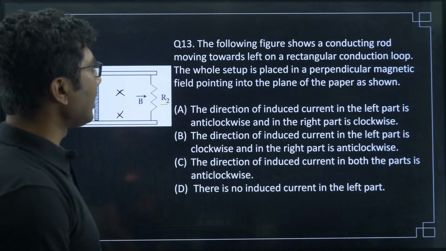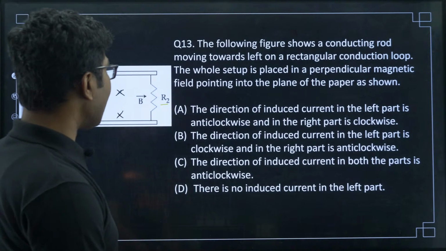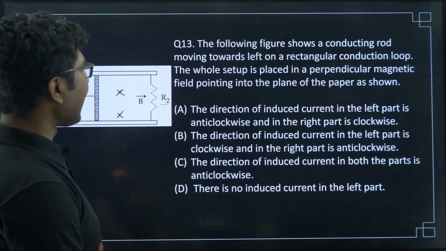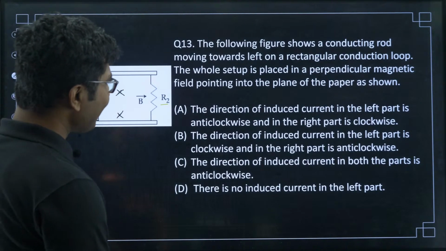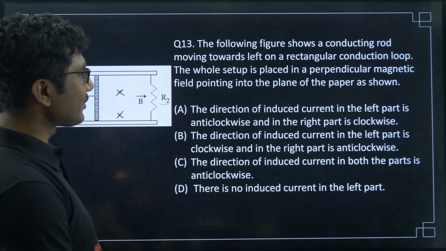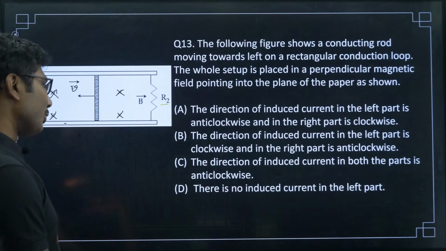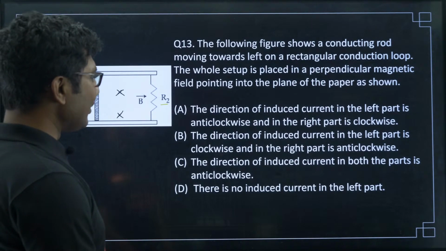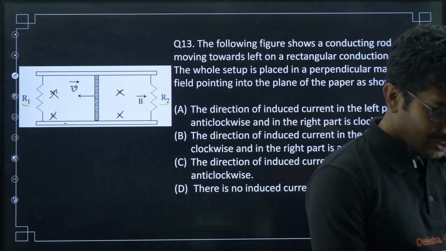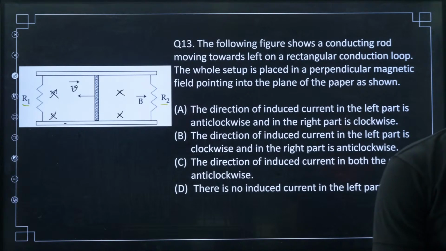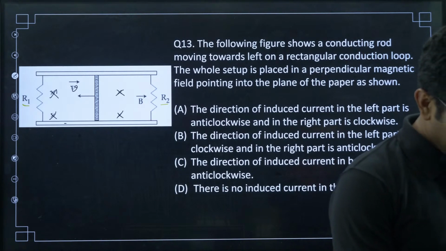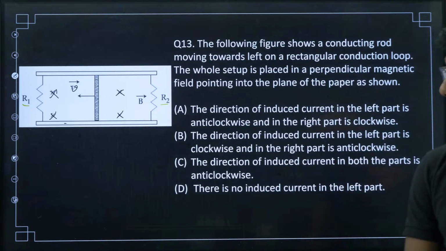The direction of the induced current in the left part is anti-clockwise and in the right part it is clockwise. Okay, the direction of induced current in the left part is clockwise and in the right part is anti-clockwise. The direction of induced current in both part is anti-clockwise. Both part, there is no current induced in the left part. Okay, very interesting. Aditya, Achyut is answering B, Pradeep is answering A, Achyut now corrected to A.